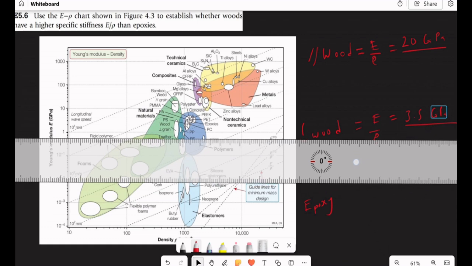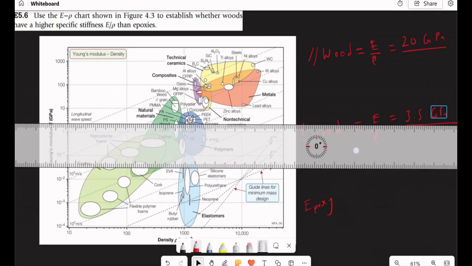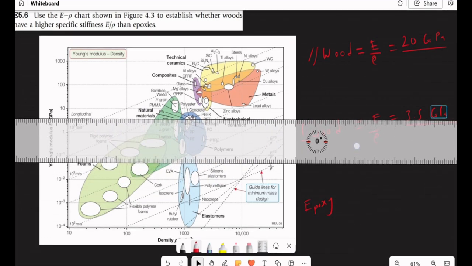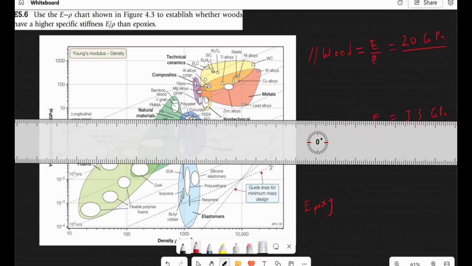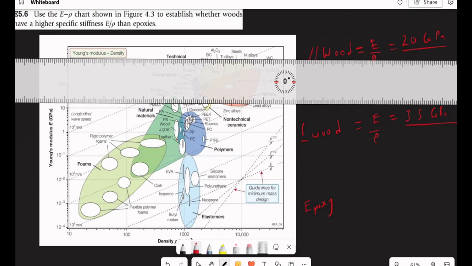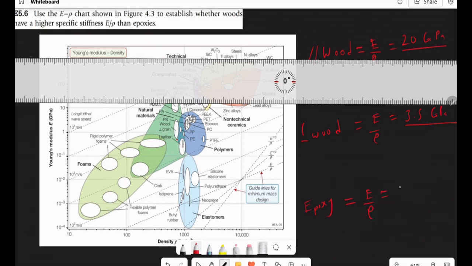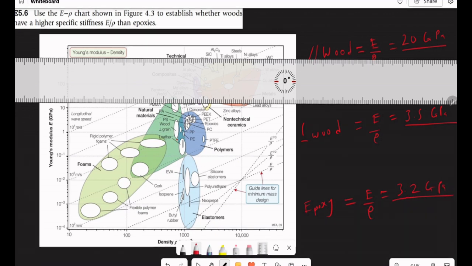The last one we are looking for is epoxy. We go to epoxy and find the higher value of E of epoxy, around 3.2. So the E of epoxy divided by density is 3.2 gigapascal divided by density. Now we'll look for the density of each of these materials.